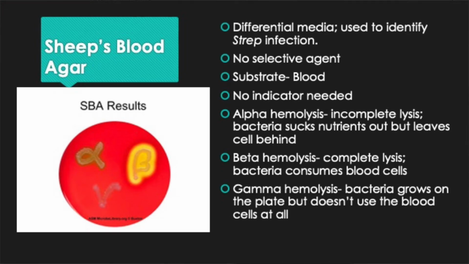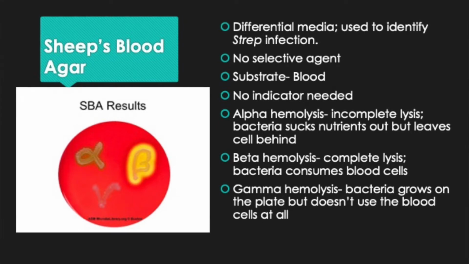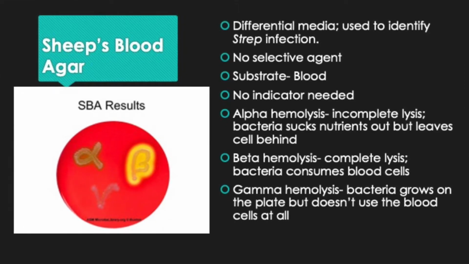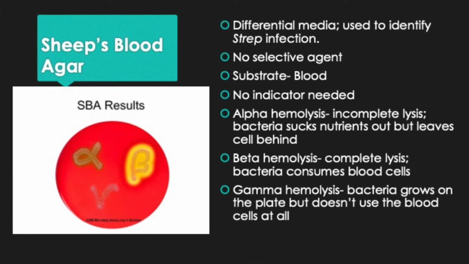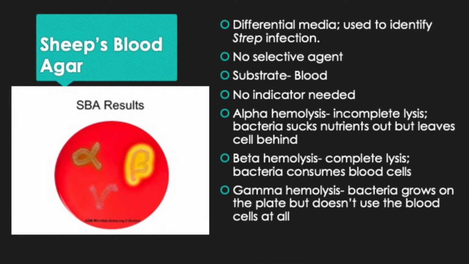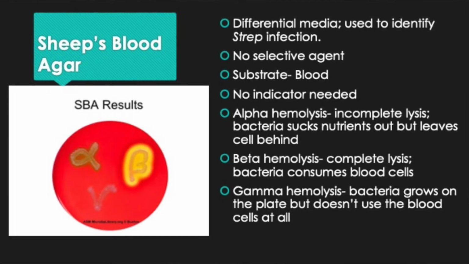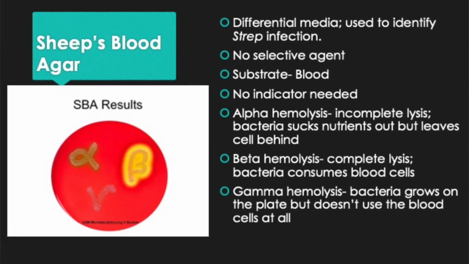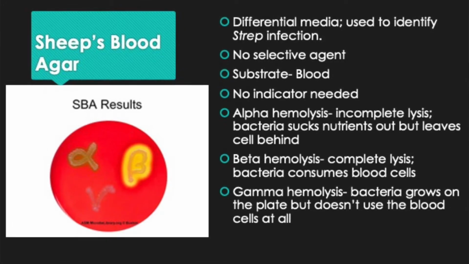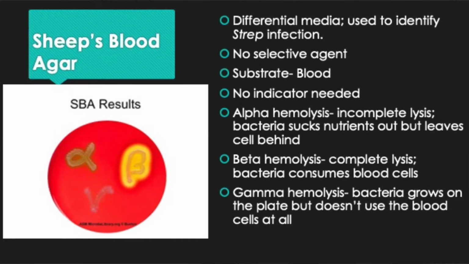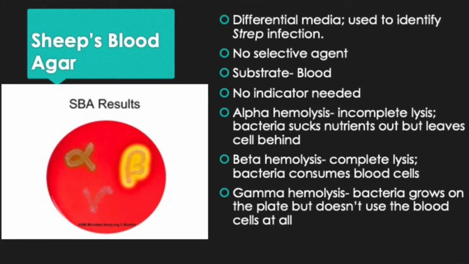All right, now this last media is called SBA. SBA stands for sheep's blood agar. And this is a strictly differential test. So just like the gelatin and the starch, the blood is also a strictly differential test. So we don't have a selective agent, okay? And you also don't have to add an indicator to this, and you're going to see why in just a minute. This substrate is blood. So we are asking the question, does the bacteria have the ability to eat blood cells?